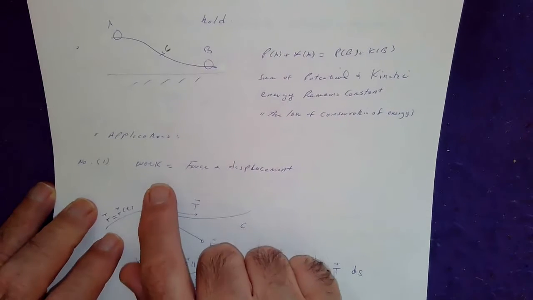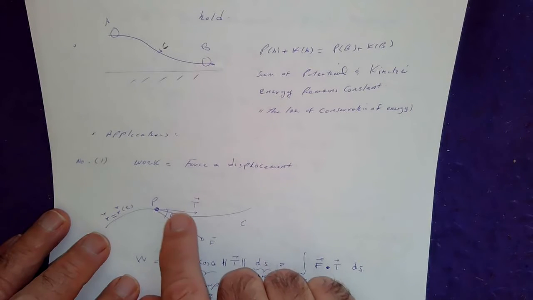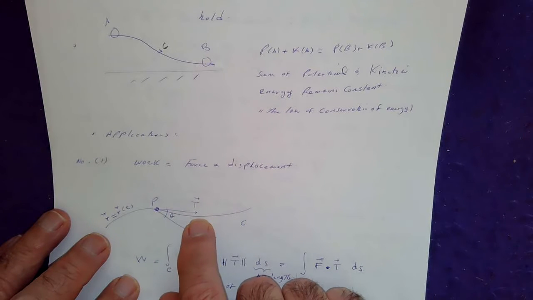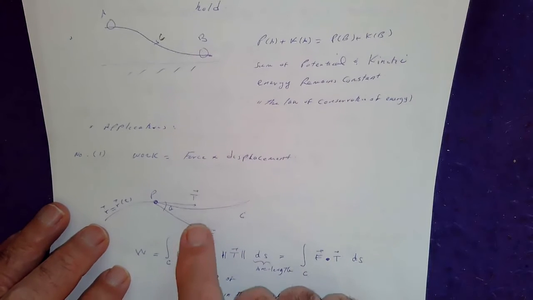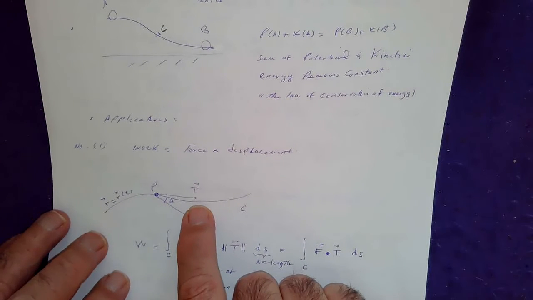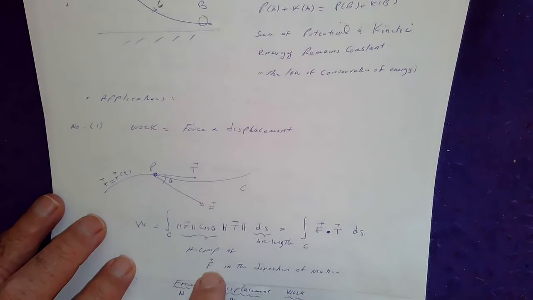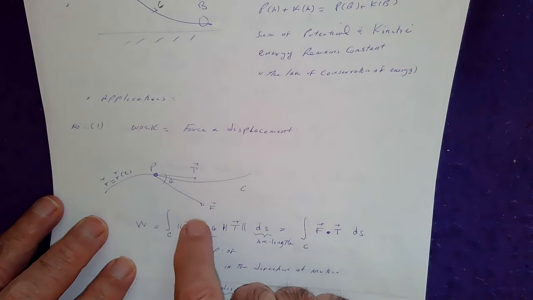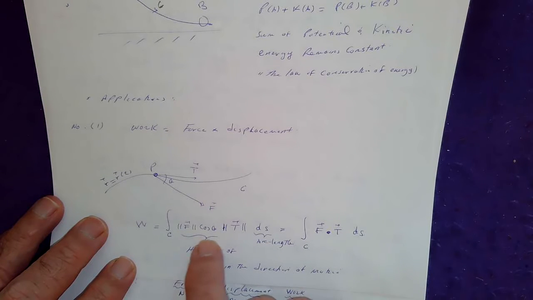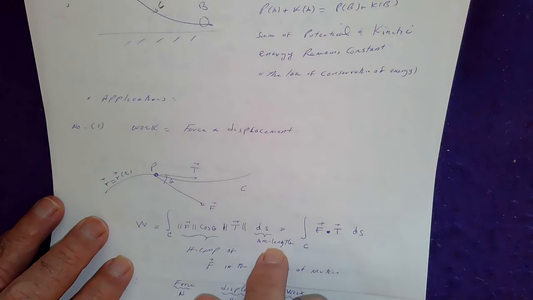So I'm going to do three applications. The first one is work. Work is defined as force times displacement. Remember, the amount of work is in the direction of the motion. So it has to be the so-called horizontal component of the force times displacement. The horizontal component of the force is the magnitude of the force times cosine of theta, times the magnitude of the unit tangent, times arc length.